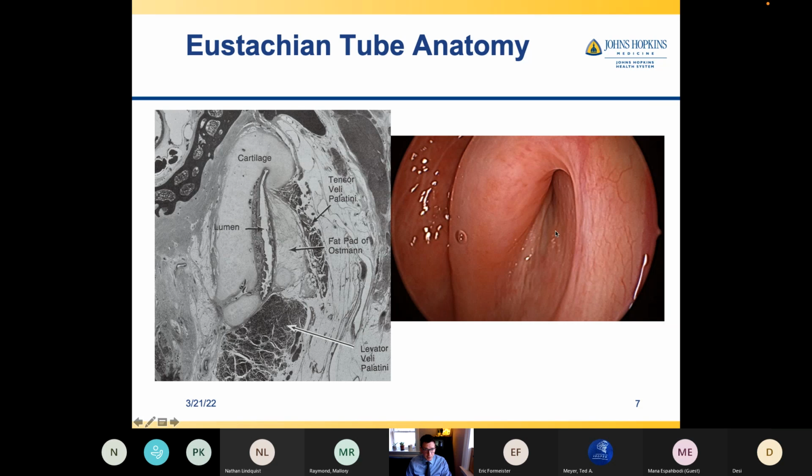In this part here, which we call the anterolateral wall, there are a couple of structures to know about. One is this fat pad of Ostmann, which is just a deposit of fat, and then the tensor veli palatini muscle, which is right here. So there are two important muscles to know about: the tensor veli palatini muscle and the levator veli palatini muscle. We're going to talk about those in greater detail when we discuss function.